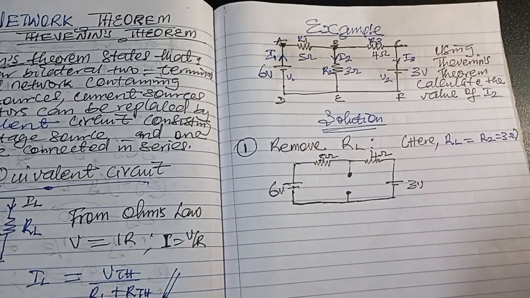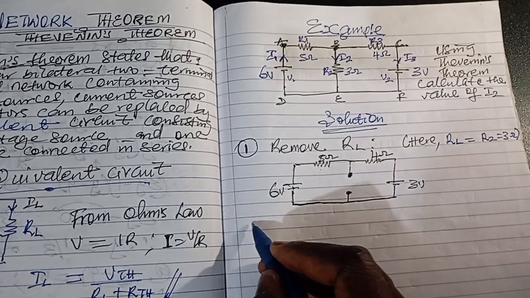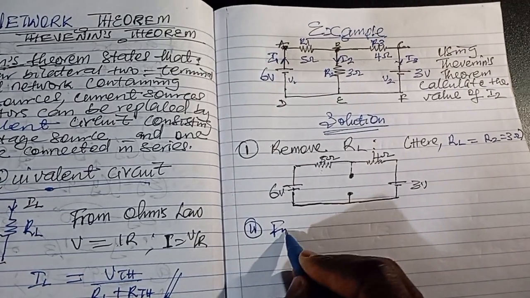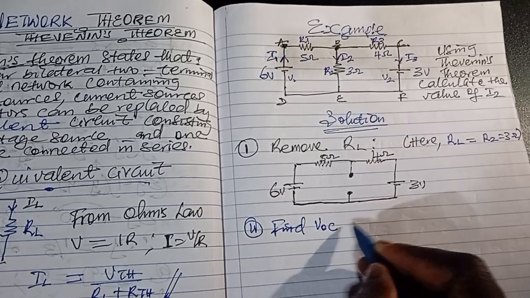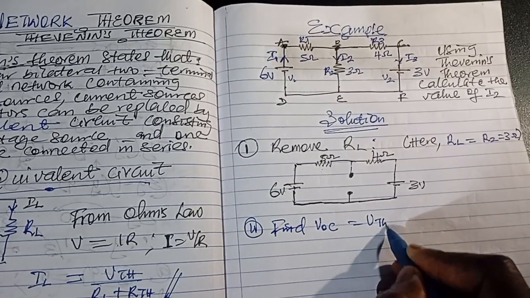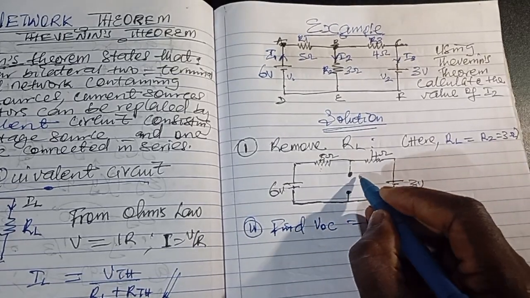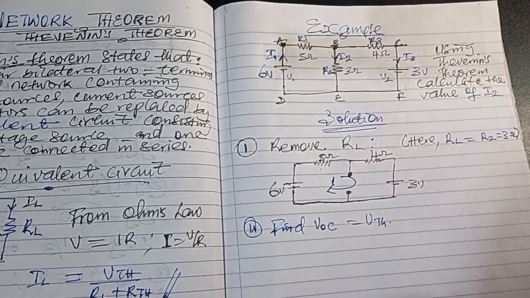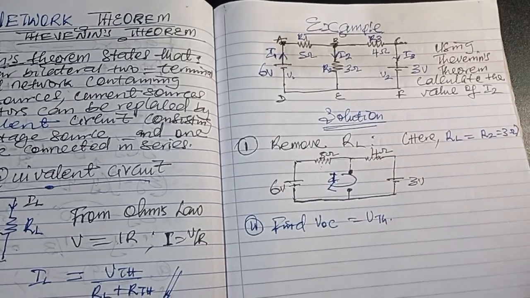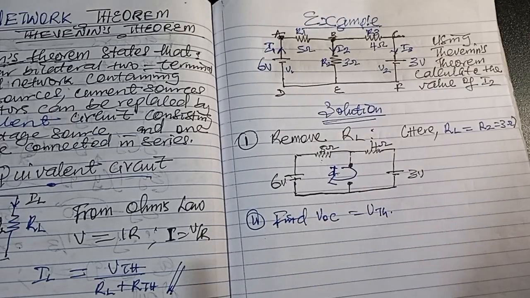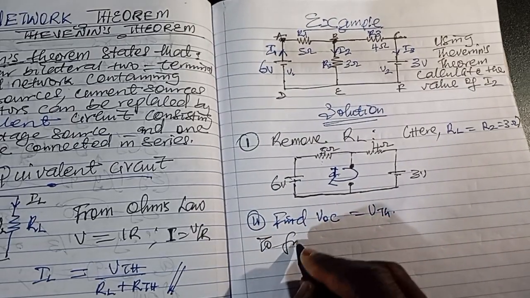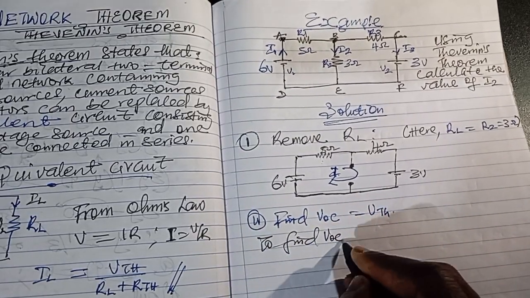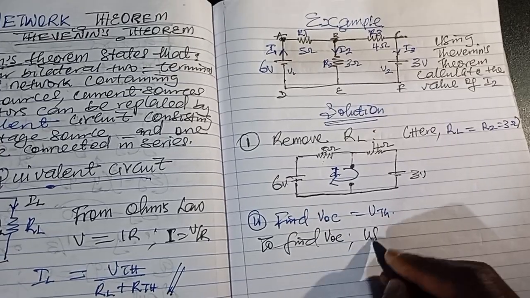The second step is to calculate your VOC, which is VTH. To calculate this, we are going to use KVL. Let's call here I. So applying KVL to find VOC.